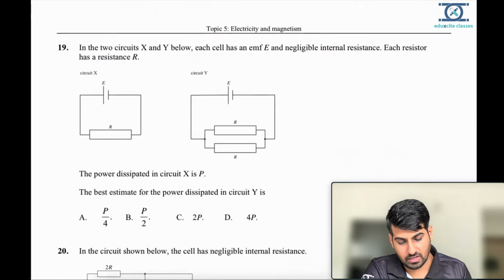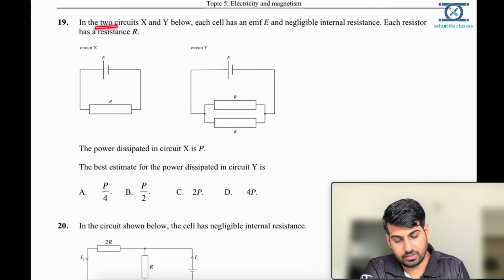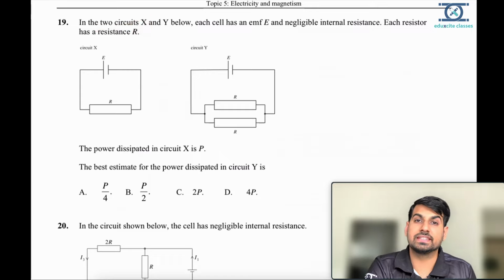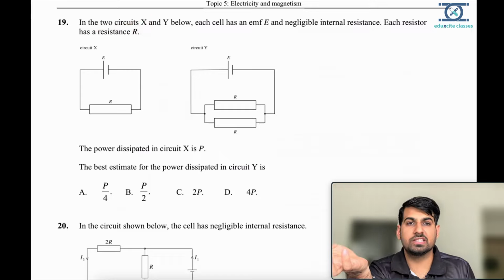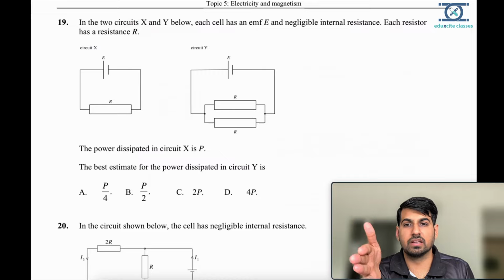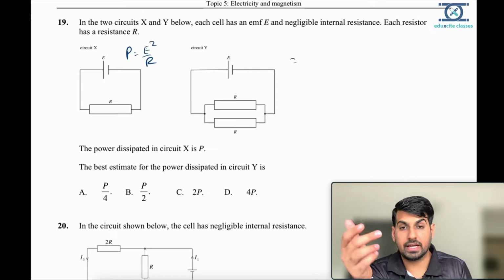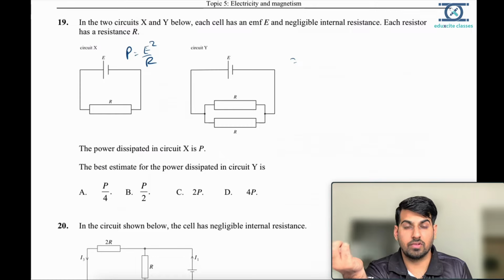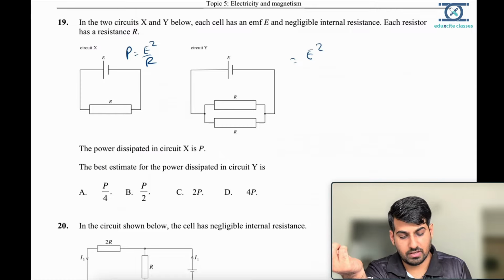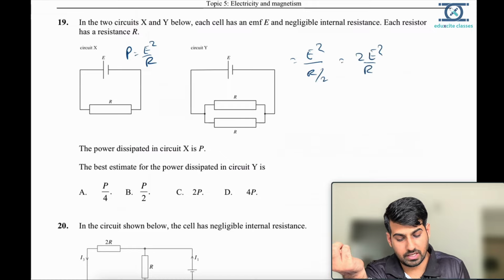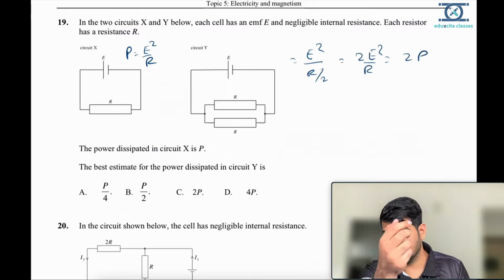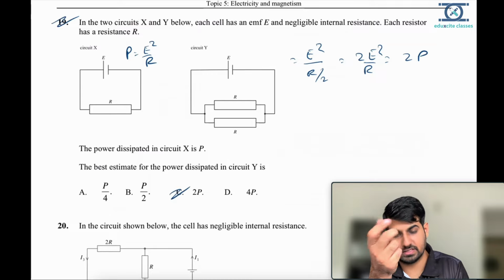Okay. Question number 19. Two circuits X and Y below. Each cell has an EMF E and negligible internal resistance. Each resistor has a resistance R. The power dissipated in the circuit X is P. Now P is E square by R. Now here it will be R and R in parallel. So resistance will be R by 2. So this will be 2 E square by R, which is 2P. Option C is the right answer. Simple direct question.